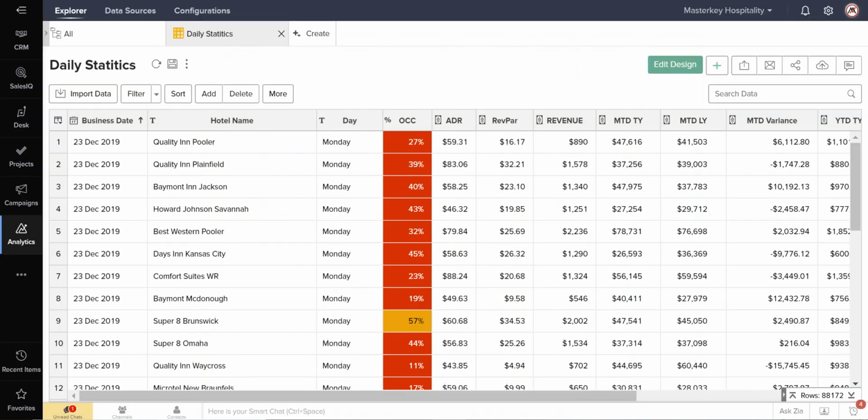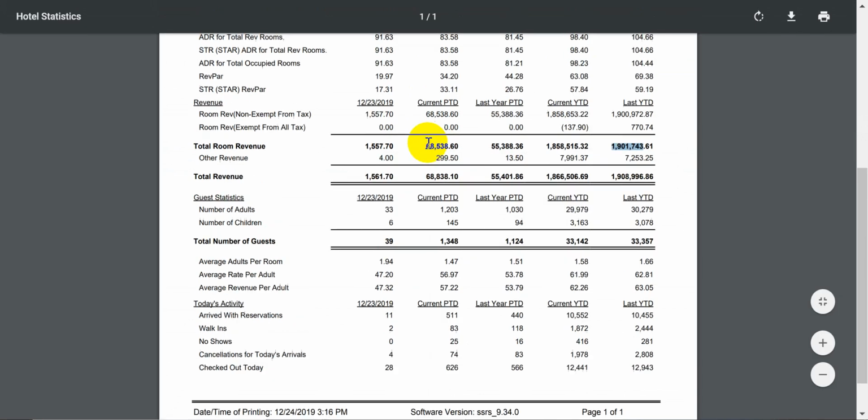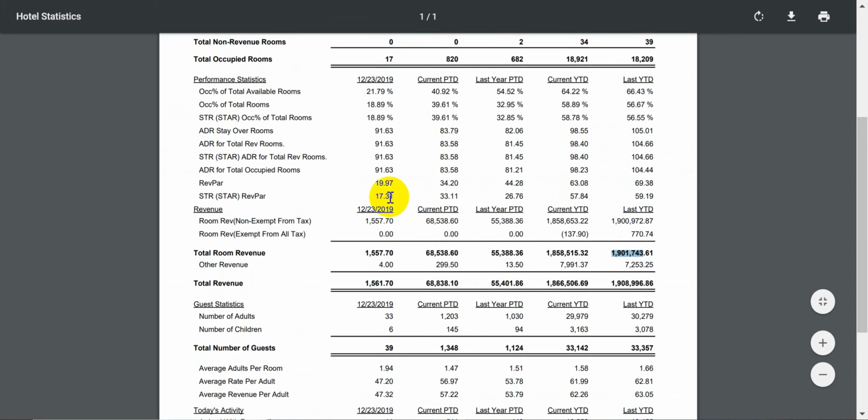That pretty much looks like this. They enter the date, obviously the hotel name, and this is automatically populated based on the date. And then, like I showed you, the occupancy number, the ADR number, and then the RevPAR. RevPAR is also a very important thing. RevPAR is nothing but occupancy times ADR. So if you multiply 91 times 18, that is what comes out as the RevPAR.